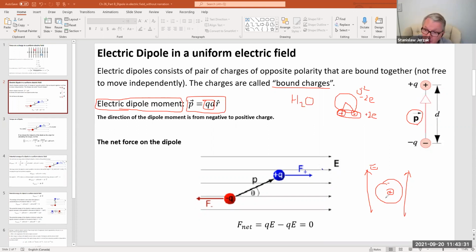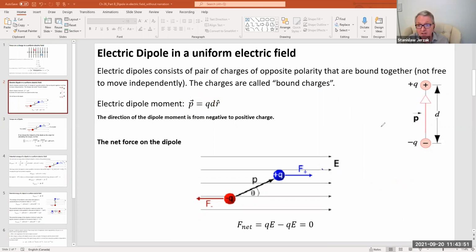So these dipole moments can be permanent, like in water molecule, or induced when you put molecules or atoms in electric field. We will be talking about these induced dipole moments a little bit more in the future when we analyze electrical properties of materials. For now, I just wanted to refresh your memory about electric dipole. The electric dipole moment we define as the vector quantity, of magnitude Q times D, direction from negative to positive. So any questions about the definition of the dipole moment?